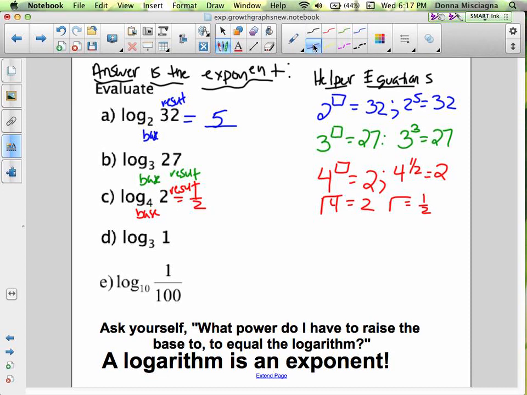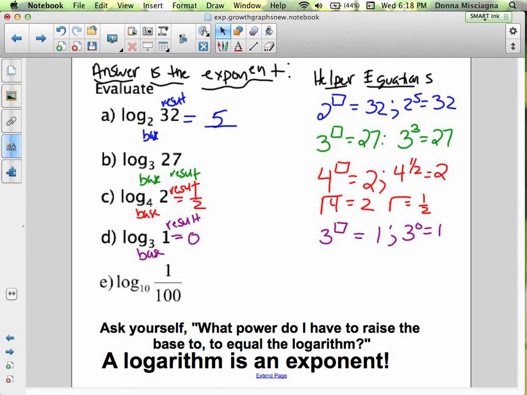All right, so log base 3 of 1. This is our base, and when we raise that base to a power, we get 1 as the answer. So let's go over to our helper equation here. 3 to what power, because that's our answer, is going to be an exponent, is equal to 1? Well, you raise anything to the 0 power, that's what gives you 1. So that means log base 3 of 1 is just 0.